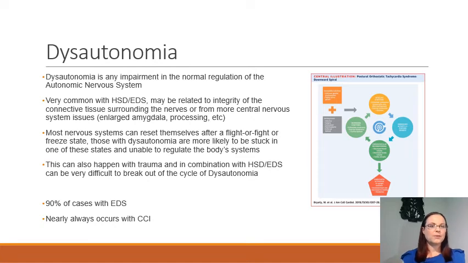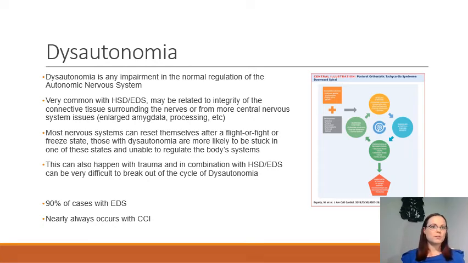Dysautonomia is really any impairment in the normal regulation of the autonomic nervous system. It's very common with HSD and EDS. It might be related to the integrity of the connective tissue that surrounds the nerves, or more from a central focus. So there is an enlarged amygdala, processing differences, things like that are found in the hypermobile population as well. So anatomically, there are some differences with the connective tissue, but also some other areas of the central system.